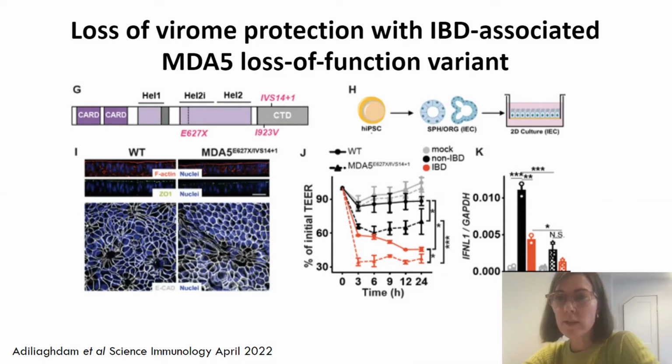We also looked at the ability of these intestinal epithelial cells to produce the protective cytokine interferon lambda. We could see that the healthy virome triggered interferon lambda production, and this was lost in the patient carrying the compound heterozygote mutation within MDA5. So this is some human evidence that MDA5 is necessary for sensing of the virome. Loss of function variants in IBD patients lose any beneficial effect of the virome, and when you have an altered virome on top of that, it leads to even more exacerbated inflammation.